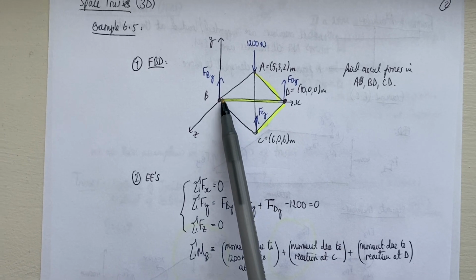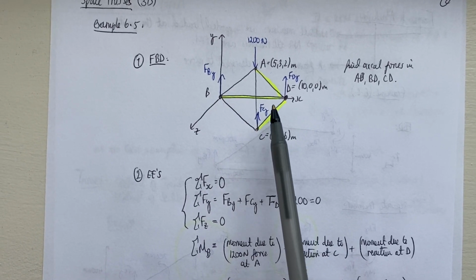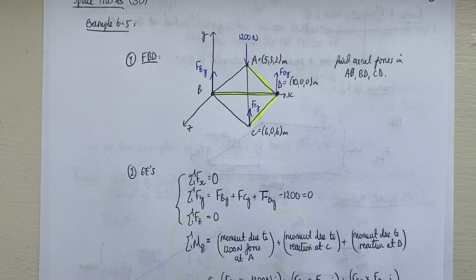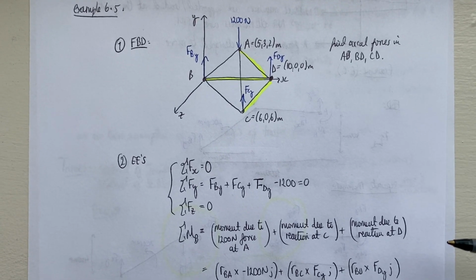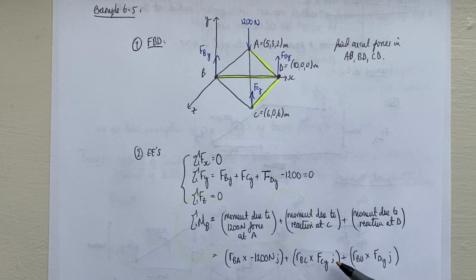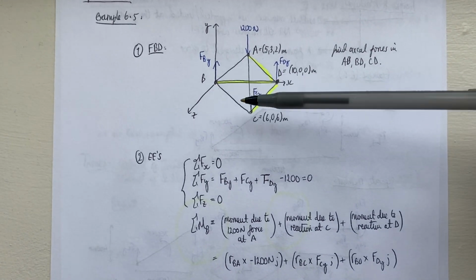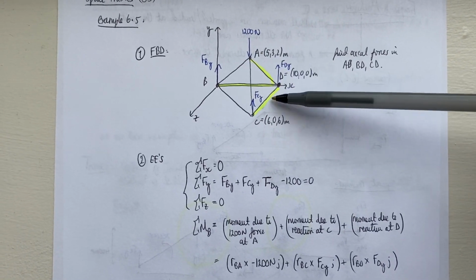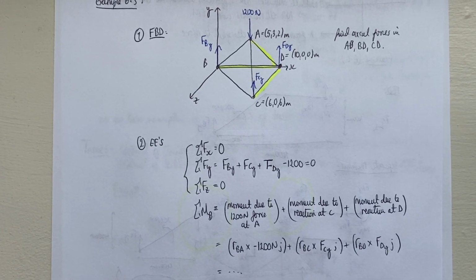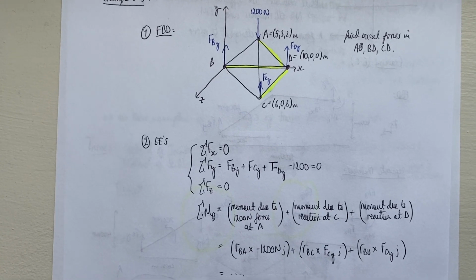So if I'm summing moments about B, I have a moment due to the reaction at C, a moment due to the reaction at D, and then a moment due to this 1200 Newton force acting at A. So I work out each of those position vectors, and then I cross product them with the force vector. These three force vectors are only in the y direction, so that's why I've just got j's floating around here. I've got no i's and k's, because I've got no forces in the x or z direction.